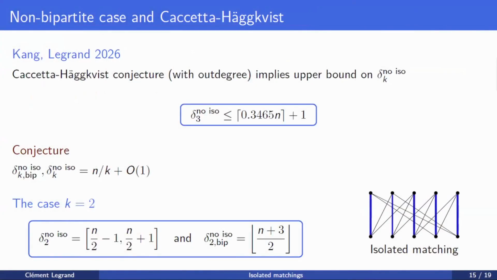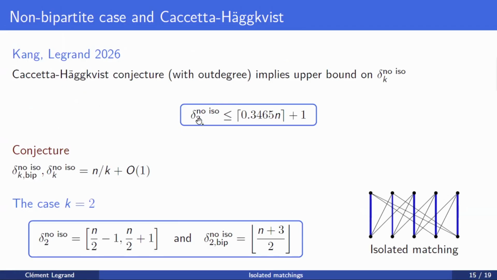One corollary of this is that for the Caccetta-Häggkvist conjecture, we have some bounds when k equals 3 that are very close to 1/3, which is what we would like. And so we get directly that the no-isolated-matching threshold is below this number. If your minimum degree is larger than this number, you don't have isolated matchings. This is proved just by plugging in this proof. And any progress that would be made on the Caccetta-Häggkvist conjecture would directly imply progress in our problem because of this equivalence I just showed you.